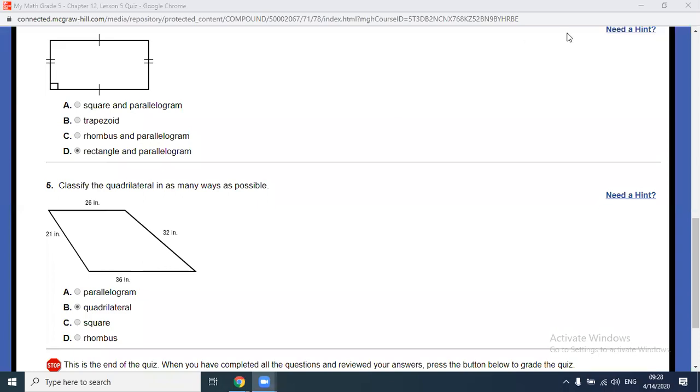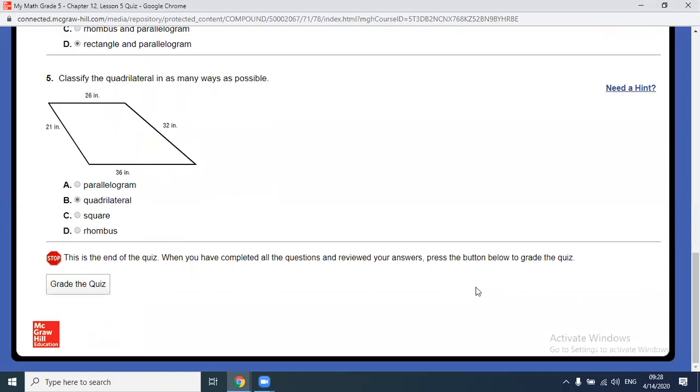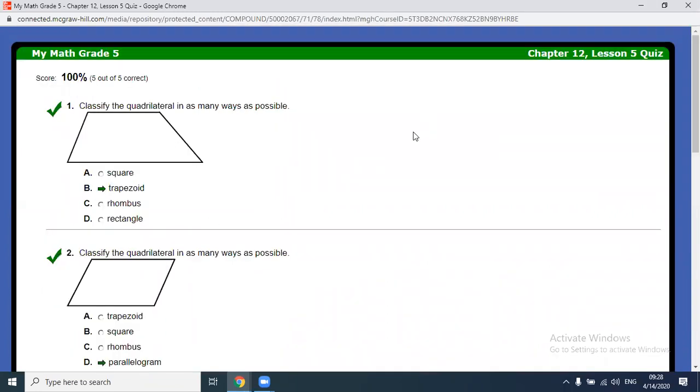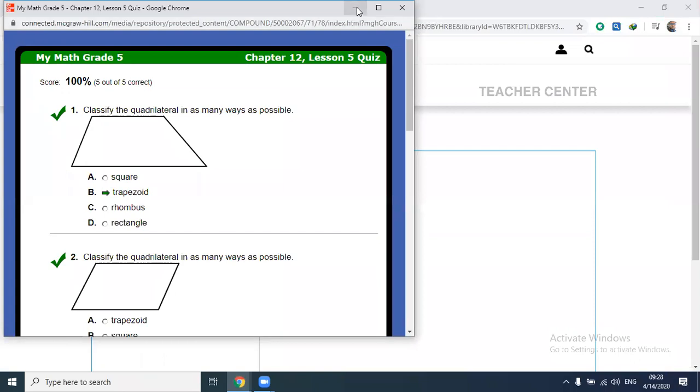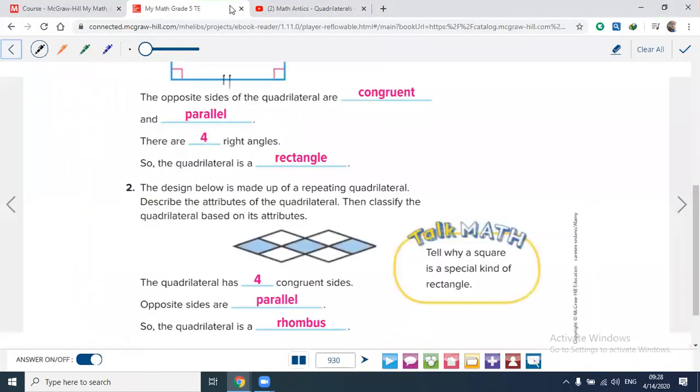Okay. Khalid asked me many times what the lesson is. I answered him by chatting. Khalid, the lesson for today, lesson number 5, is classify quadrilaterals. Okay. Here we finish this short quiz about the lesson, already 100%. Now I have to go to page number 931. 931, please.